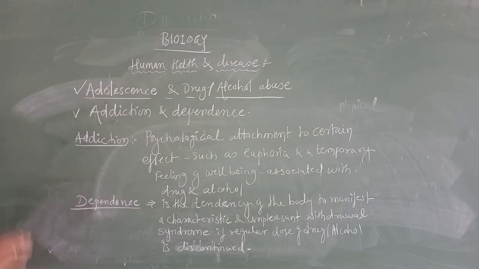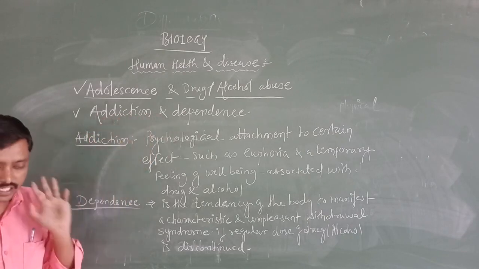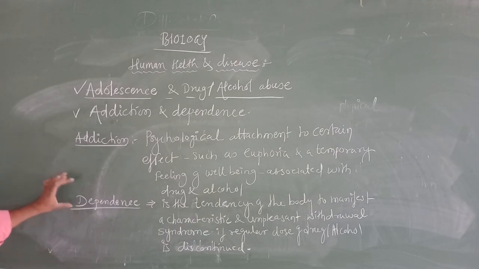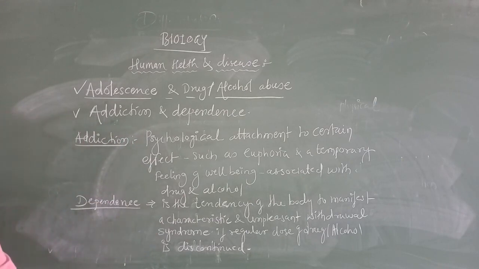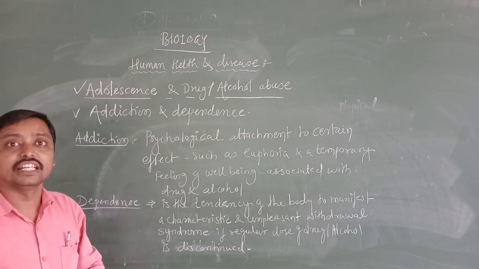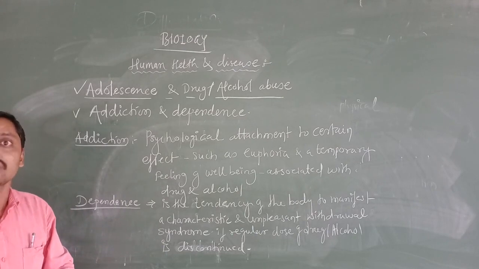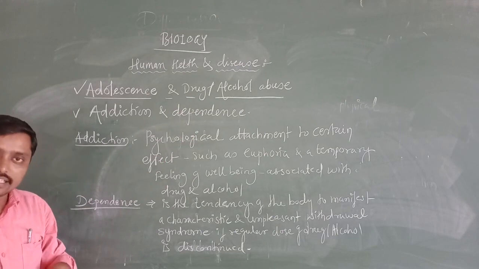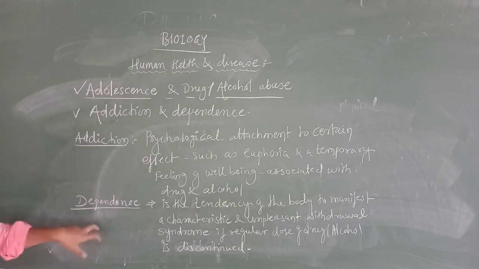So these are the things we are studying in addiction and dependence. First, you should know the definition of addiction, the definition of dependence, and the reasons for addiction. When you start taking the drugs repeatedly, the tolerance of the receptors present in our body increases, and to fulfill that increased tolerance level, you take more and more quantity of drug and alcohol, and that ultimately leads to addiction.